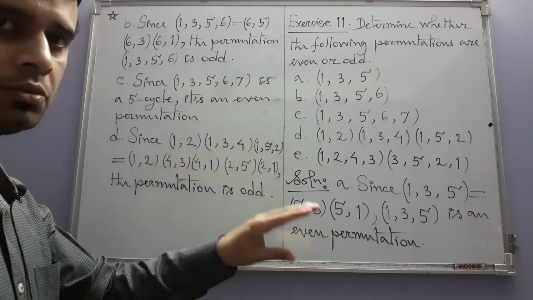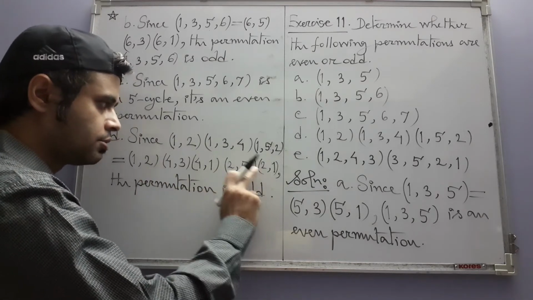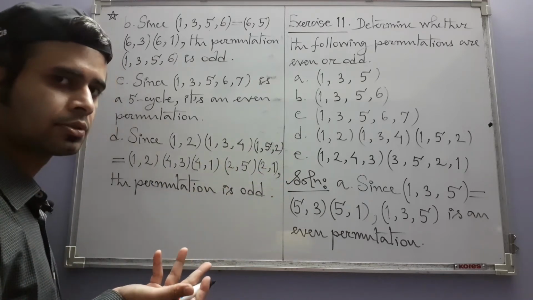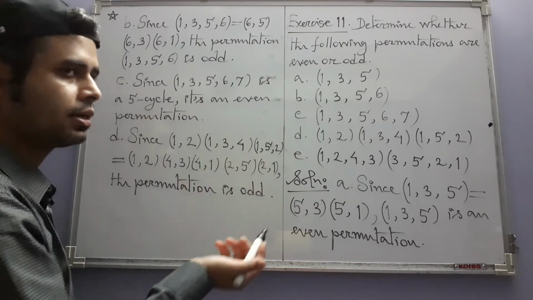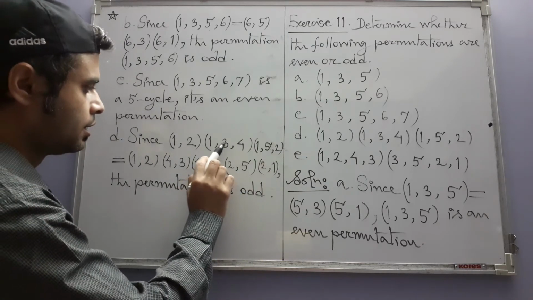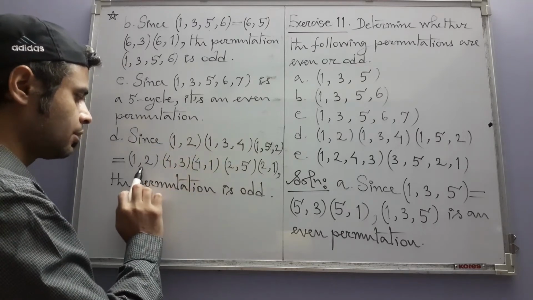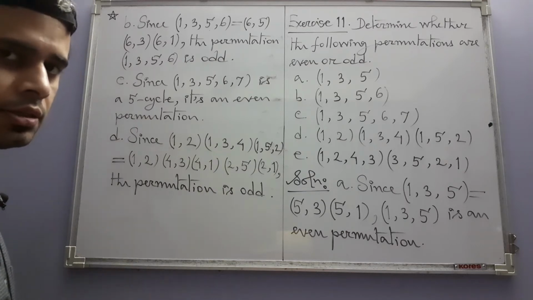So even plus even is even. Here the number is 2, here also it is 2, and for these two together the number is 4. So that's why when you multiply two even permutations, you again get an even permutation. However, you consider this one also, that makes the number odd. 4 plus 1, 5, that's why it is odd.